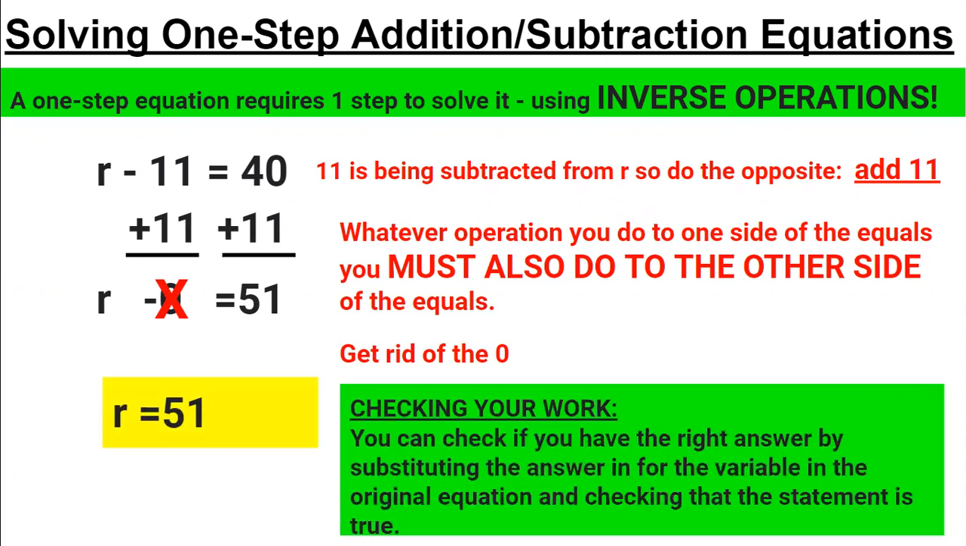So that's better. So now we get rid of the 0, and we have R equals 51. Then we check. We plug 51 back in for R, and we get 51 minus 11. Does that equal 40? It does. So it's true. So we did it correctly.